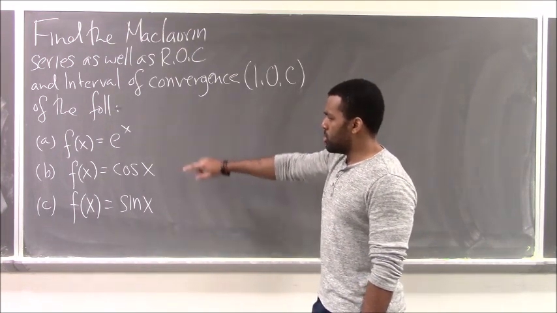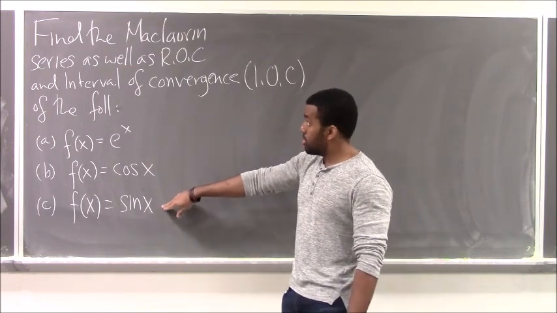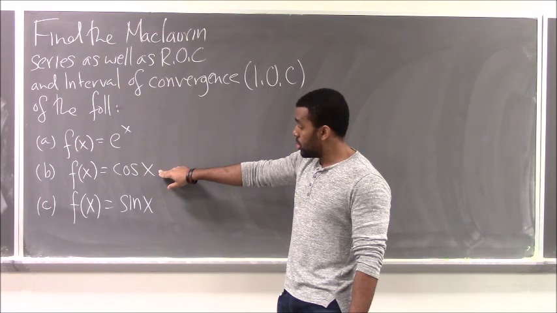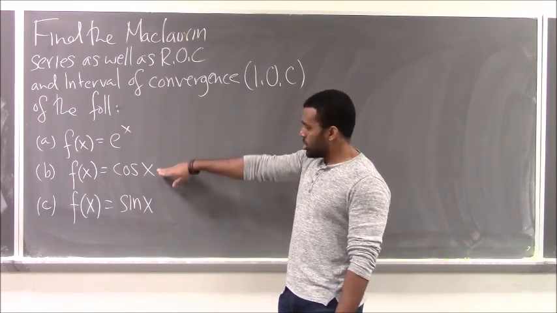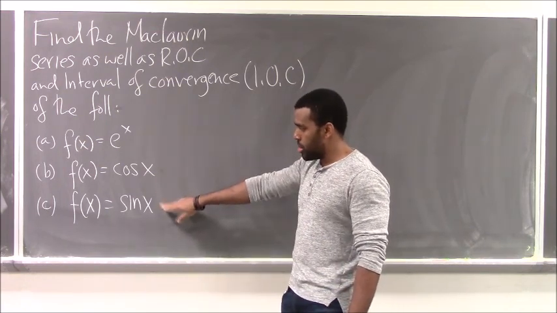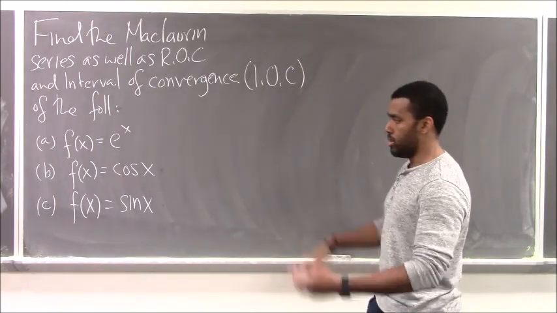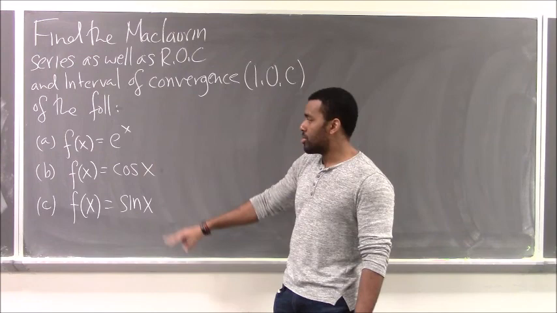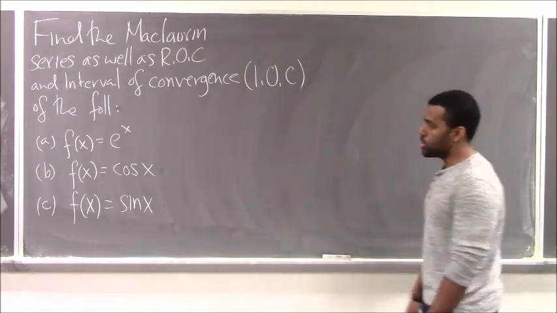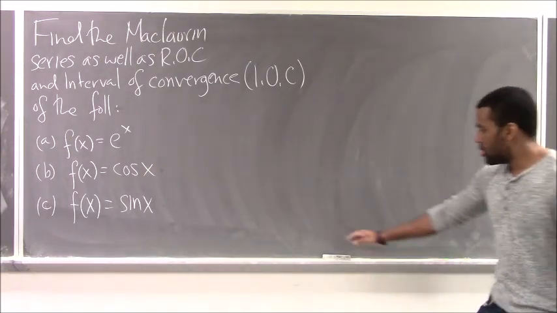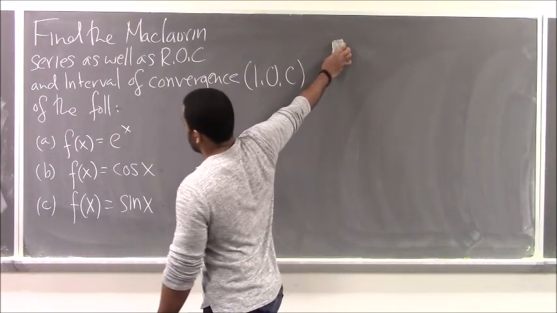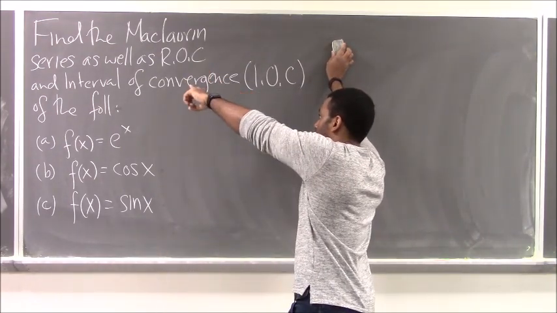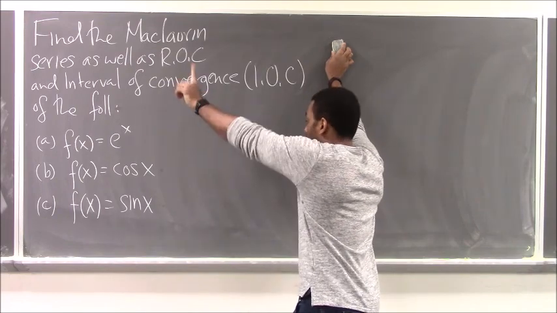And the last one, probably after doing these two, I won't do the last one. The one for sine of x is going to be very similar to the one for cosine of x. So once you see how cosine of x works, I'll just tell you about the sine of x function, and it's almost identical, of course, the solution will be almost the same thing. So let's actually just continue. So we're going to find the Maclaurin series as well as the radius of convergence for these three functions.